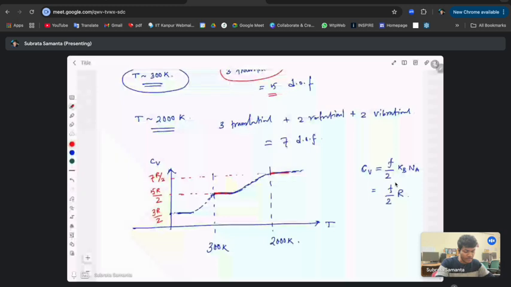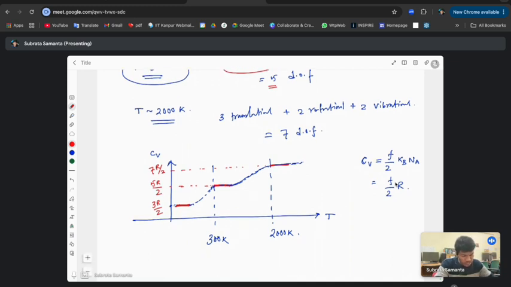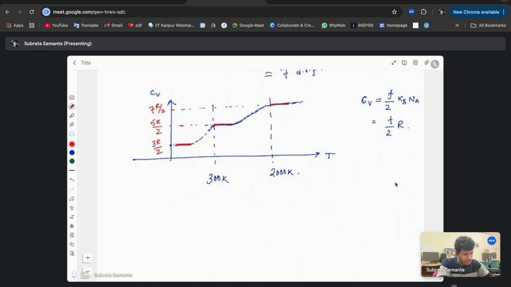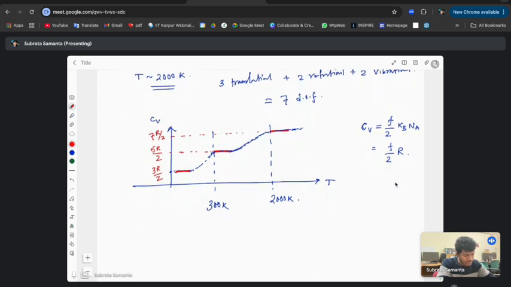So in this plot it's clear that at high temperatures all the modes, translational, rotational and vibrational, are active, but at very low temperatures only translational modes are active. That's why your specific heat gives 3R by 2. As the temperature increases the specific heat also increases, and around 2000 Kelvin the H2 gas dissociation starts. So that's why the vibrational modes are active and the specific heat increases. This is the question that was raised in the previous class.